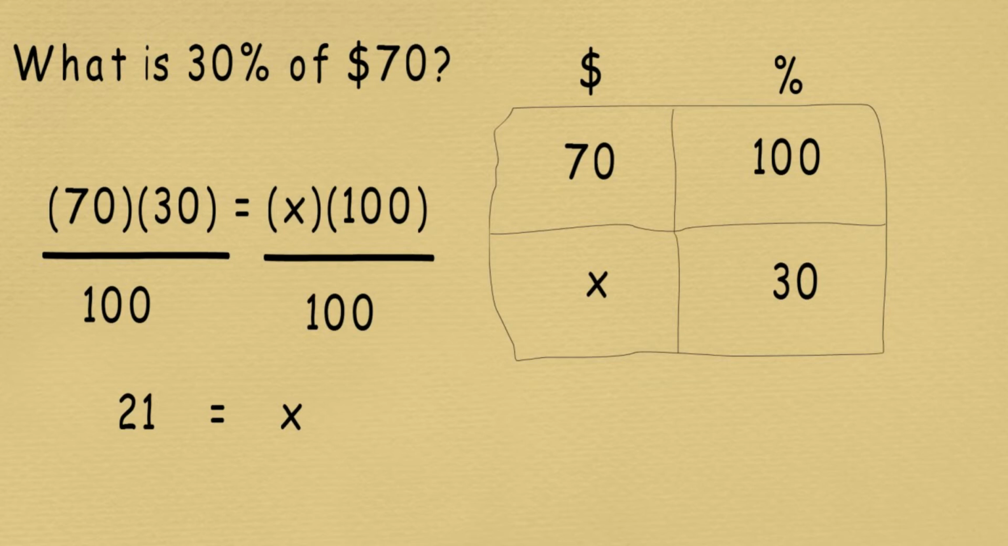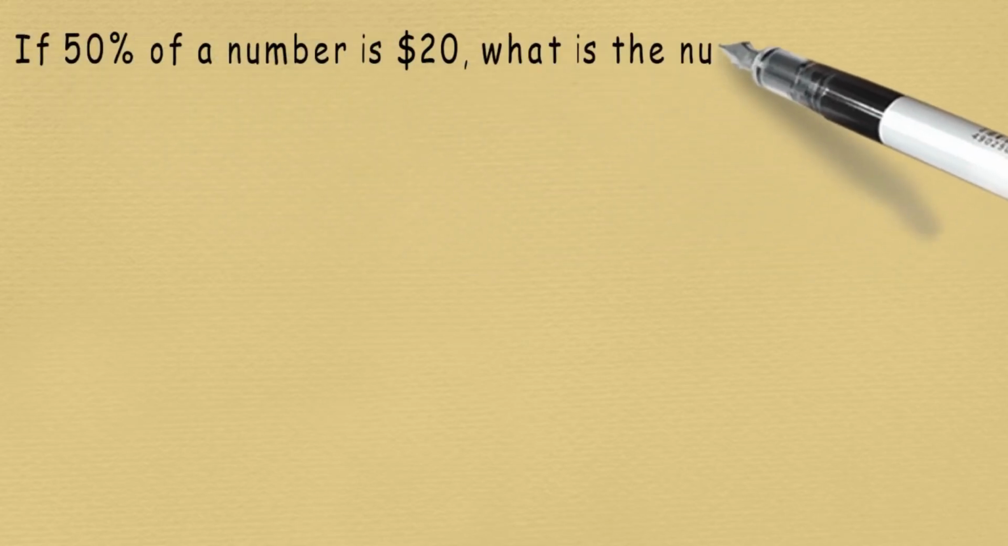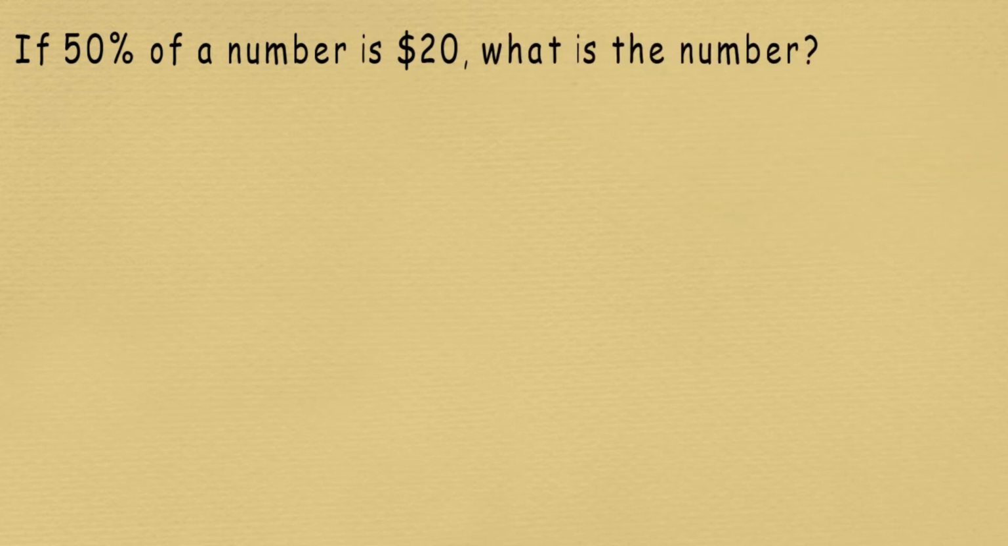Okay, so we're going to do some more examples where the questions differ a little bit, but the first step stays the same. If 50% of a number is $20, what is the number? They're asking for a number. I don't know what the number is, so I'm going to call it x. A fraction of that number is $20. So 50% of that number, whatever the number is, is $20. So that number represents everything, represents 100%.